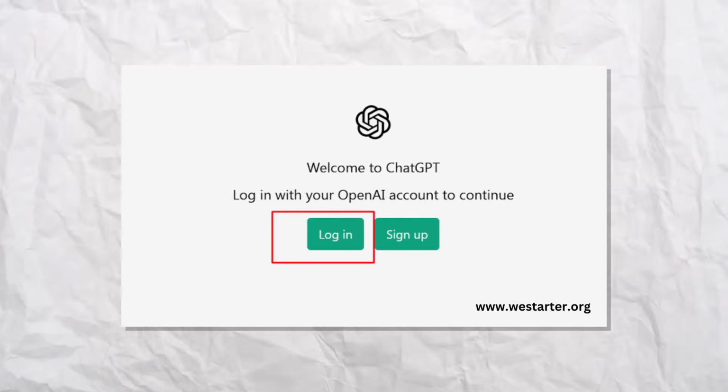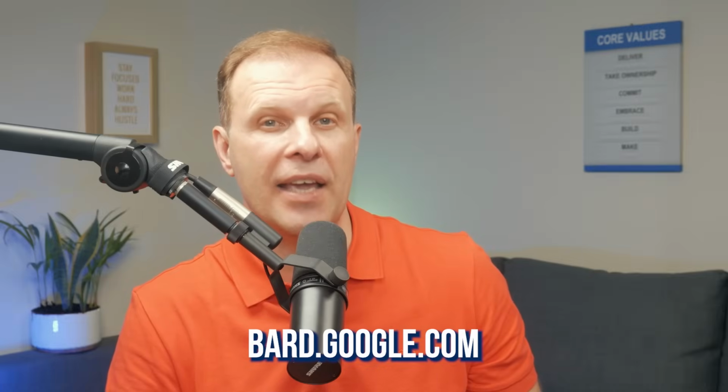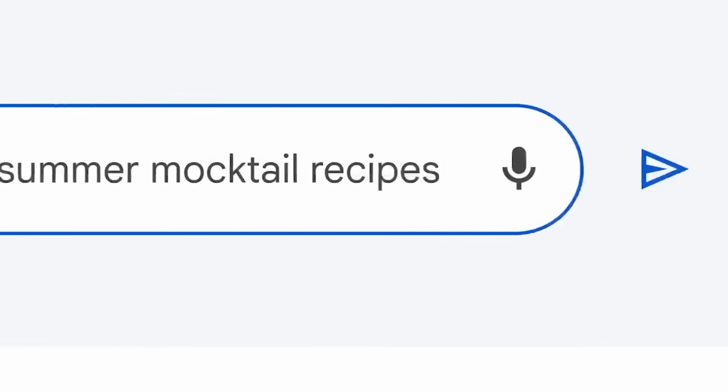And one more thing which makes Bard more convenient. To use Bard, you don't need to log in, unlike with ChatGPT. Just go to bard.google.com and ask your question.